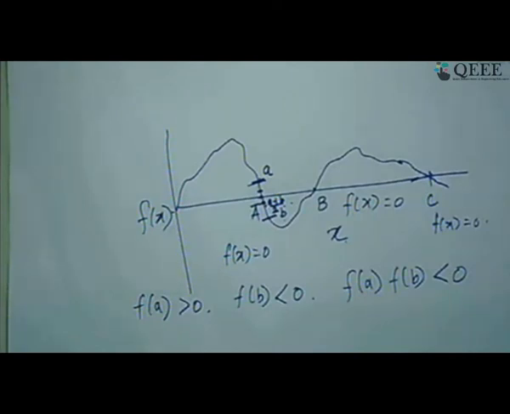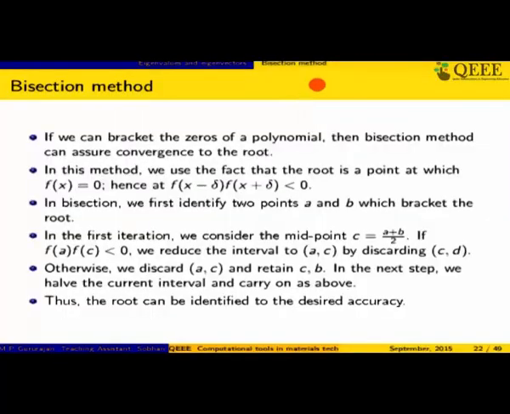Okay, so let's go back to this slide, the bisection method algorithm which is described in the slide. If you can bracket the zeros of a polynomial, then the bisection method will assure convergence to that root. It will not go to any other root, because you are always between those 2 points, and if your root is in between, it will always go there. So in this method we use the fact that a root is a point at which f of x is 0, and above and below it, f of x has opposite signs, where delta is a small number.